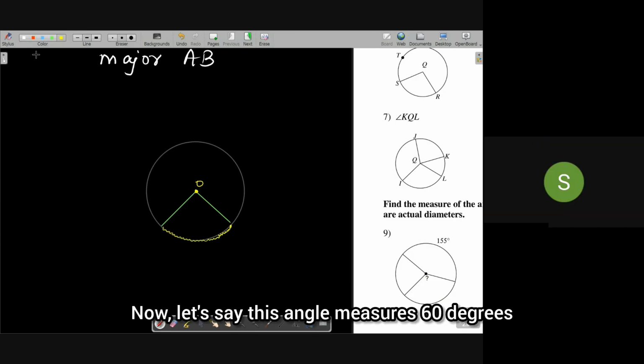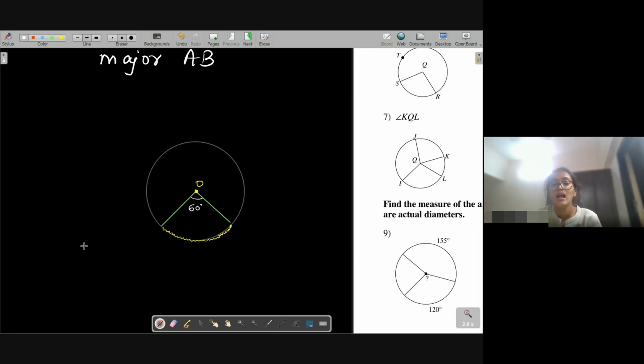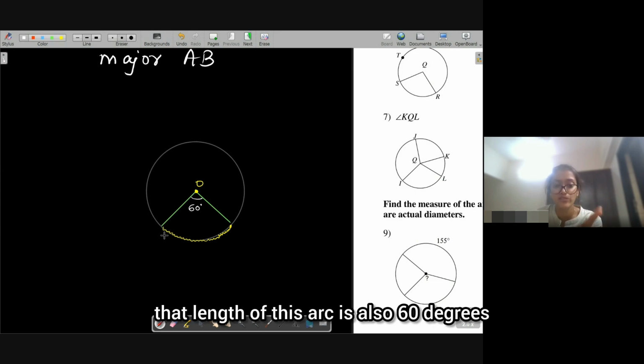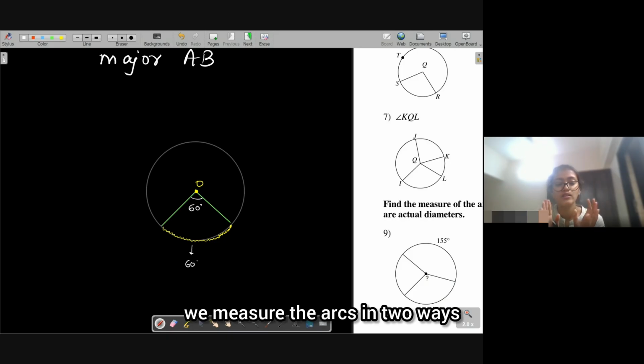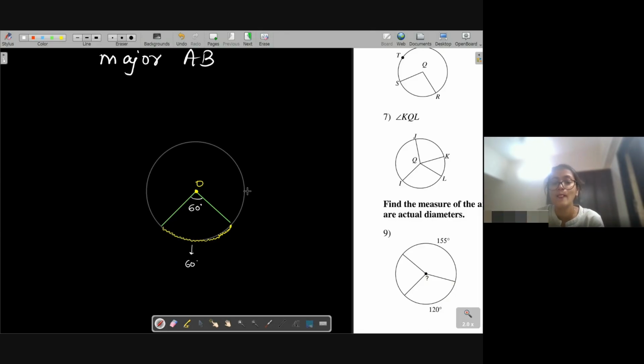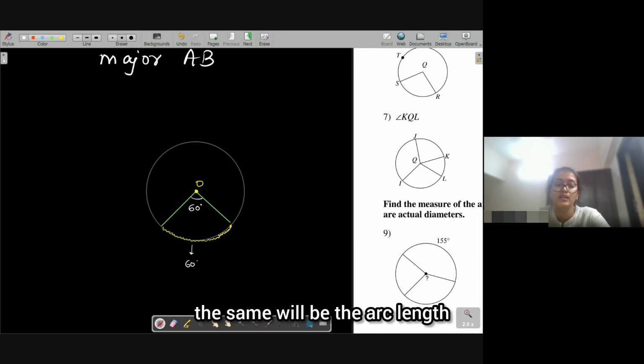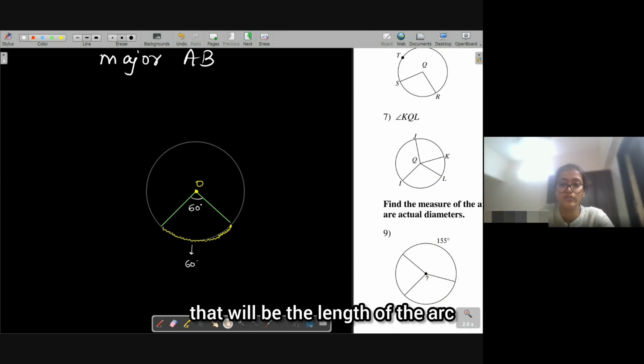Now, let's say this angle measures 60 degrees. Then we say that the measure of this arc is also 60 degrees. We measure arcs in two ways. One is using length, like this is 5 centimeters or 3 centimeters. The other way is we also measure arcs in terms of degrees. So whatever is the measurement of the angle, the same will be the arc measure. Whatever is the angle, that will be the measure of the arc.